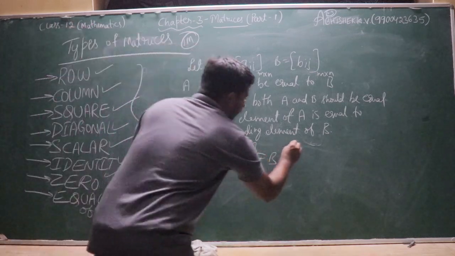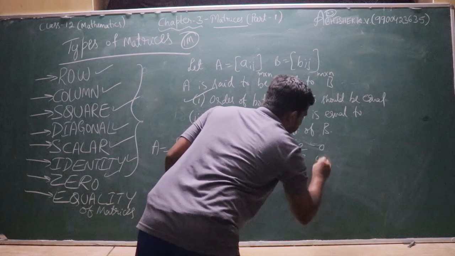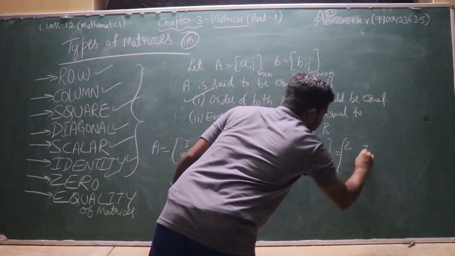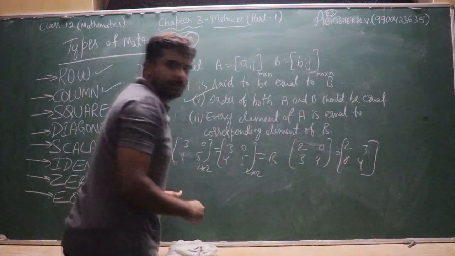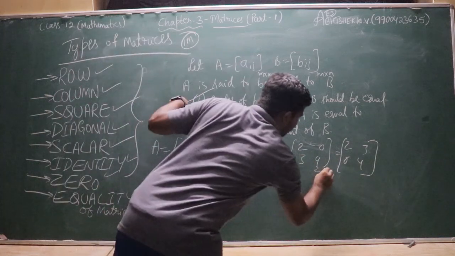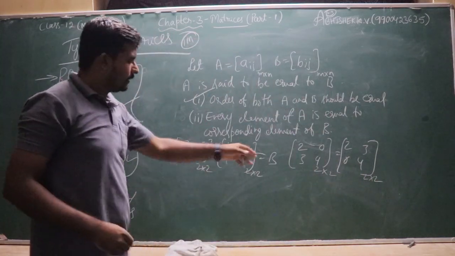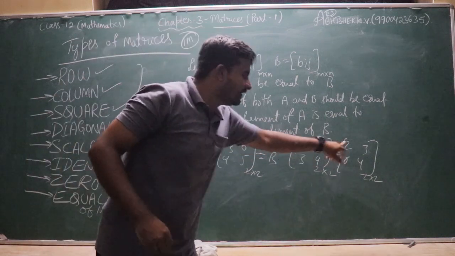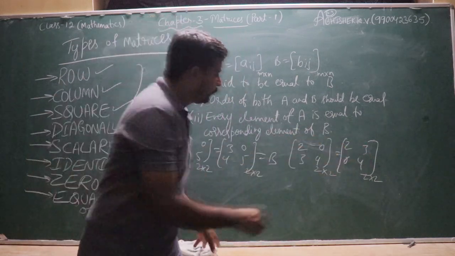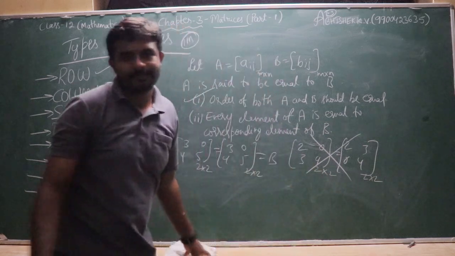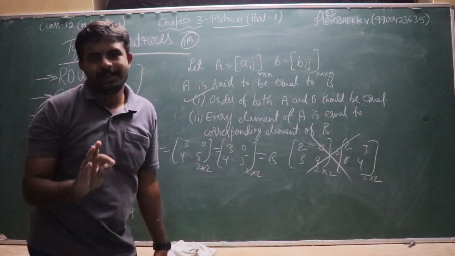Therefore, if I consider [2, 0; 3, 4], is this equal? Yes, it satisfies the first condition, same order. But 2 is equal to 2, is 0 equal to 3? No. Therefore, this is not equality of matrices. I hope you are all getting this.